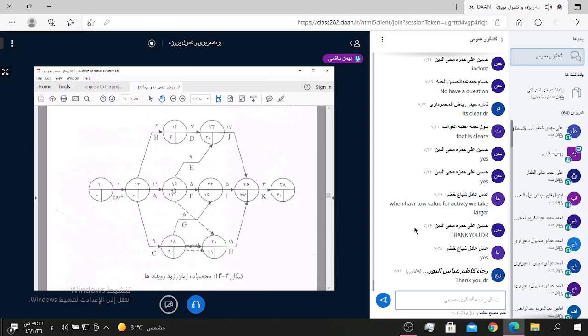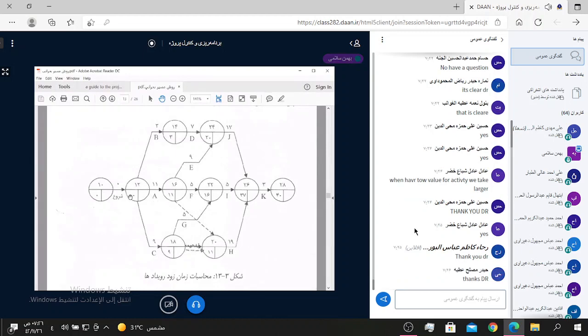For node 16, we should use ES for node 12 and the duration of activity A: 0 plus 11 equals 11. And ES for node 16 is 11.